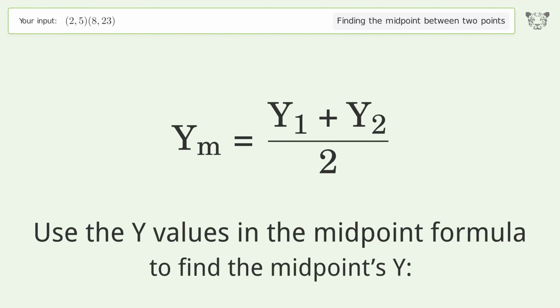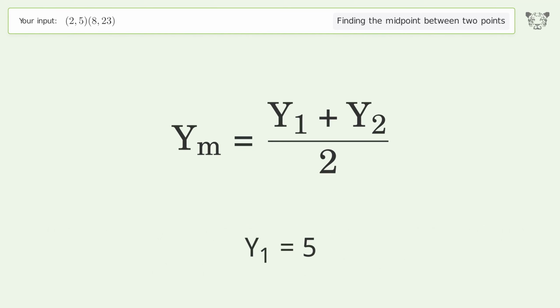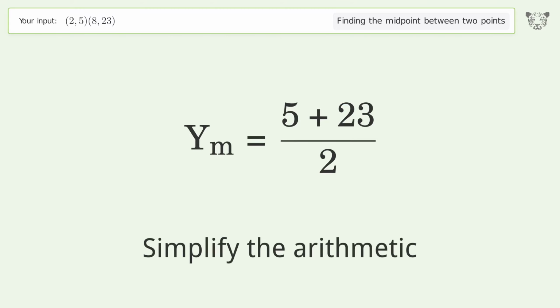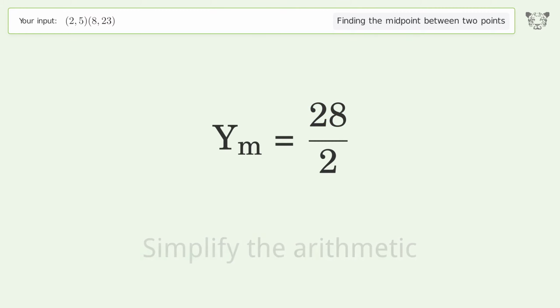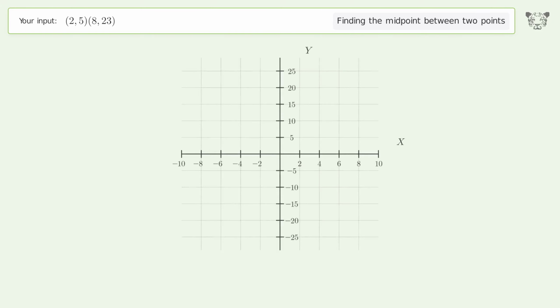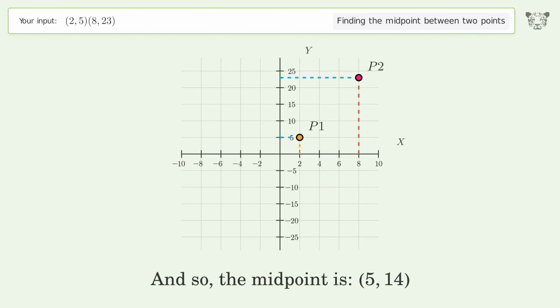Use the y values in the midpoint formula to find the midpoint's y. y1 equals 5. y2 equals 23. Simplify the arithmetic. And so, the midpoint is 5, 14.